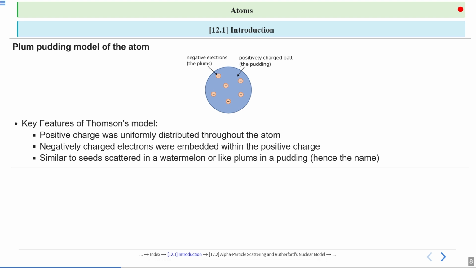So finally, the model gets its name from the way the electrons are scattered like seeds in a watermelon or plums in a pudding. This analogy helps people visualize the structure. To sum up, the plum pudding model was an important step in understanding atomic structure.